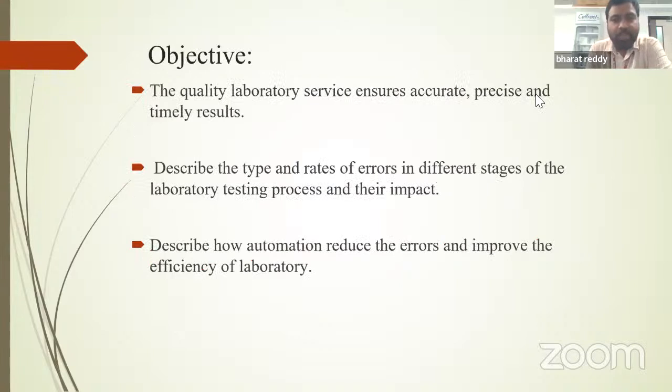And what are the objectives of today's topic? The quality laboratory services ensure accurate, precise, and timely results. Then, describe the types and rates of errors in different stages of the laboratory testing process and their impact. And describe how automation reduces the errors and improves the efficiency of our laboratory.